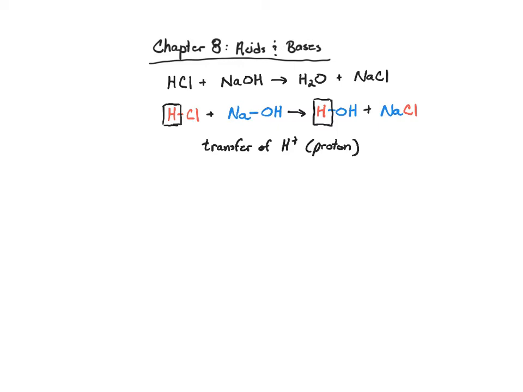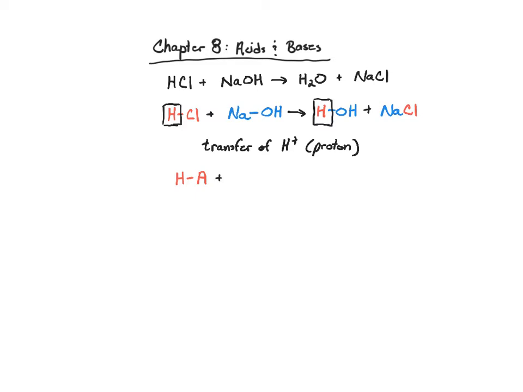So now I'm going to write this out in slightly more general terms, where I'm going to write HA as the general formula for an acid. That's the requirement for an acid: it has to have an H.